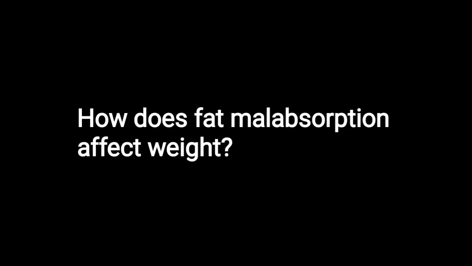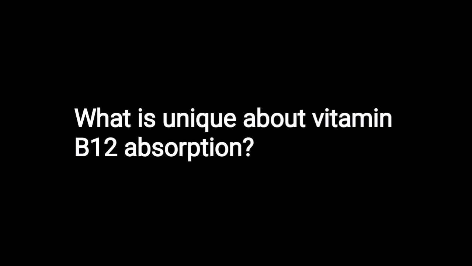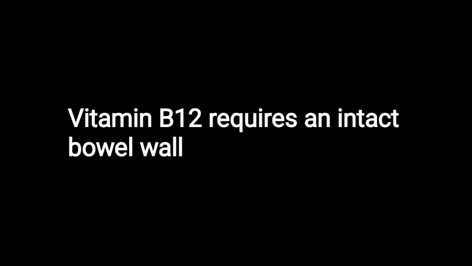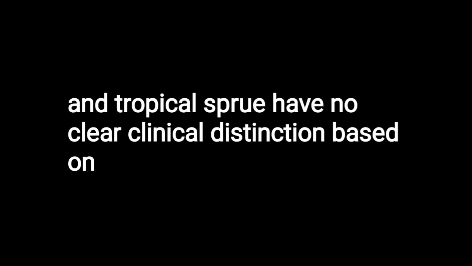229. How does fat malabsorption affect weight? Fat malabsorption often leads to weight loss due to insufficient calorie and nutrient absorption. 230. What is unique about vitamin B12 absorption? Vitamin B12 requires an intact bowel wall and pancreatic enzymes to be absorbed. 231. How can celiac disease and tropical sprue be distinguished clinically? Celiac disease and tropical sprue have no clear clinical distinction based on symptoms alone.